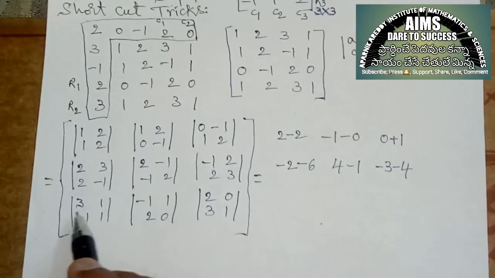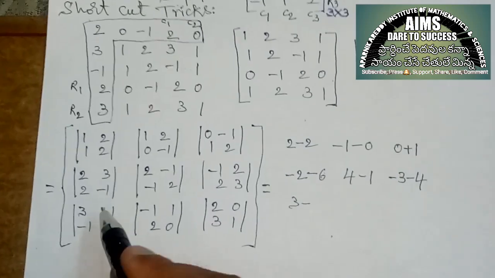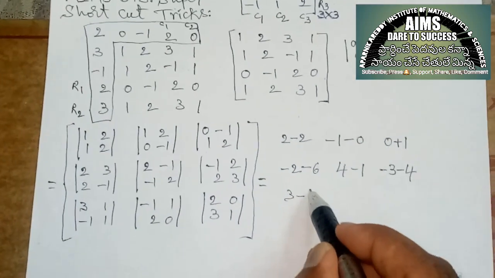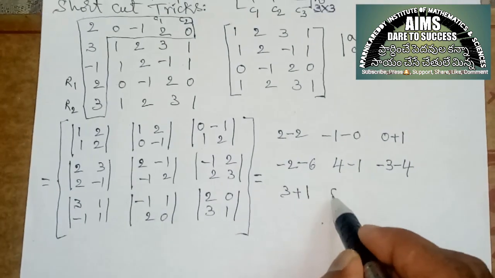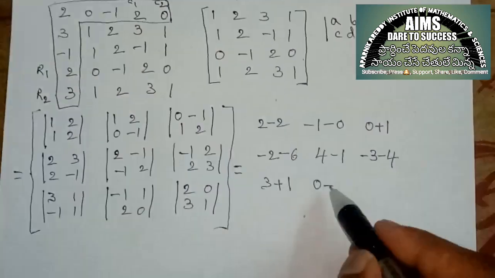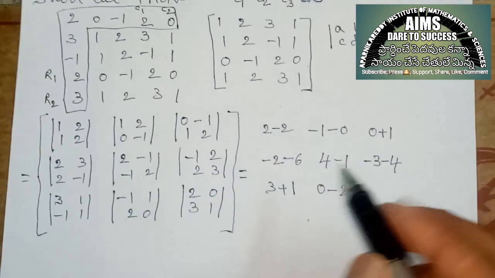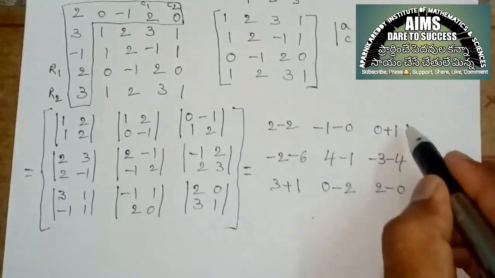At the last, third row: 3 ones are 3, minus 1 into plus 1 is minus 1. So minus of minus, plus 1. After that, minus 1 into 0 is minus 0. Then take minus 1 twos are 2. At the last value, 2 ones are 2, minus 3 zeros 0.